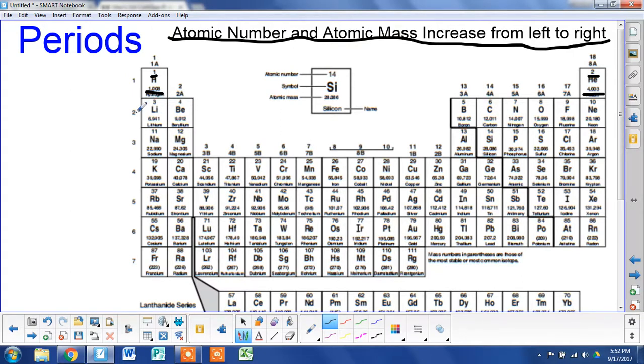So if I go to period 2 right here, which has 2 rings, I see lithium has an atomic number of 3, and if I keep moving, beryllium has 4, boron has atomic number of 5, 6. So our periodic table of elements is organized in this way.